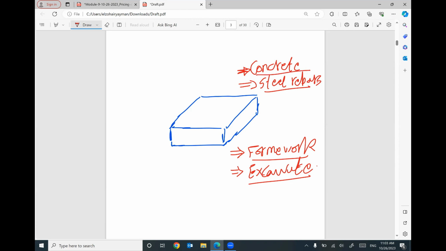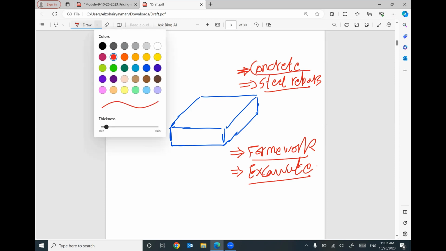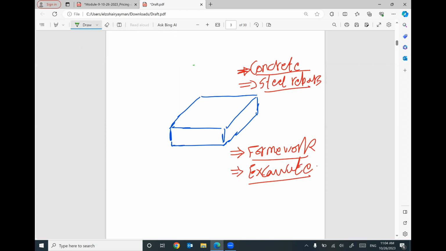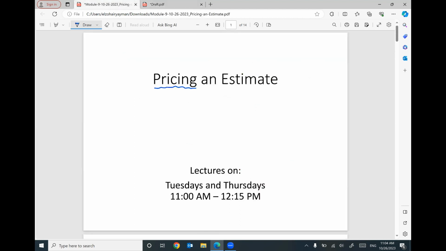We learned all of this stuff, but it looks like all that we covered so far is related to material. How much concrete, how much soil, how much steel rebar, even for the formwork, how much wood material is needed to construct your formwork. So everything related to material. Today, if we would like to go further and talk about price, we need to consider different factors.